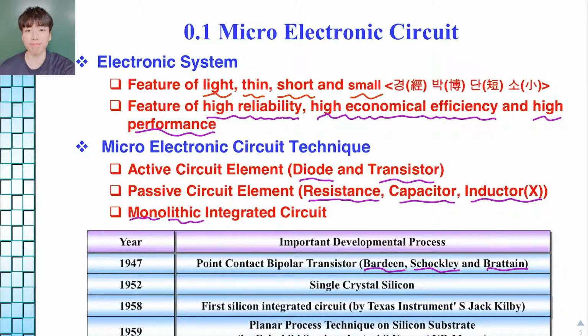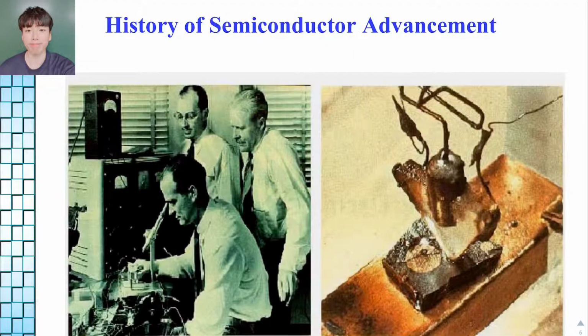First, the point contact bipolar transistor was made of germanium, but recently it is made of silicon. This is the history of semiconductor advancement, a picture reprinted with permission. They are Bardeen, Shockley, and Brattain. And this is the transistor.